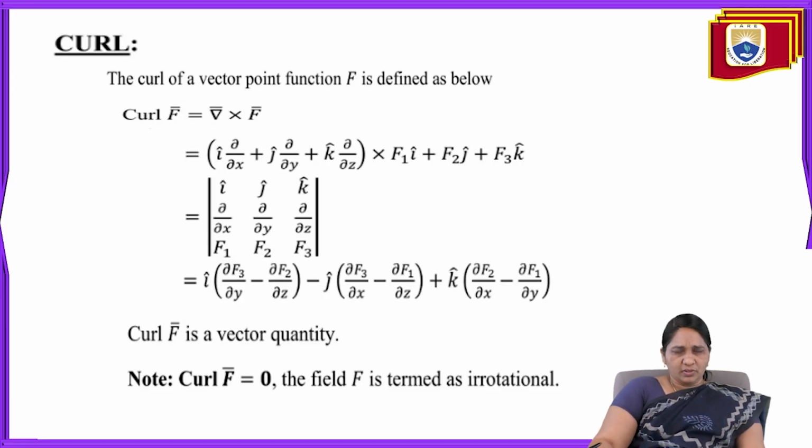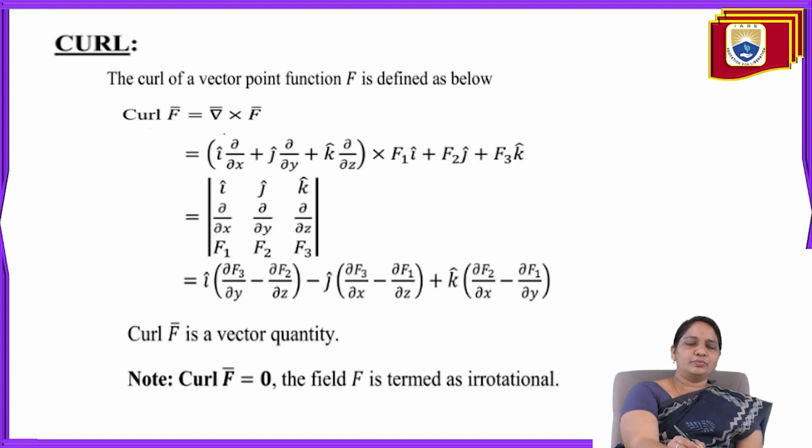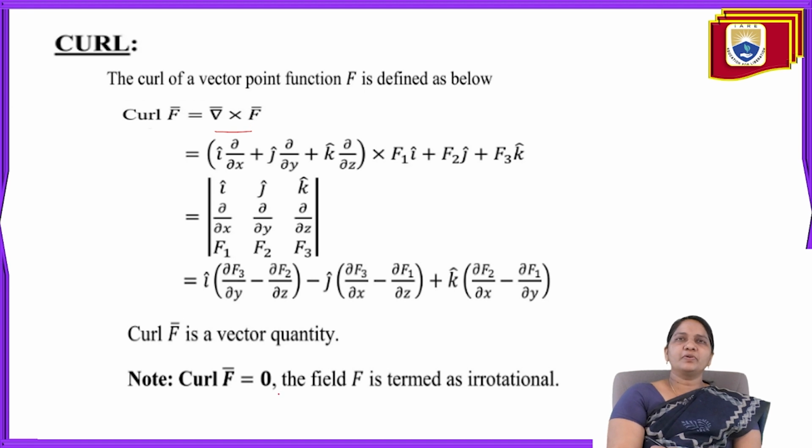Now I am going to give the definition and formula again to get better clarity when you are moving to the problem. So the curl of a vector point function f is defined as below. We can observe here the formula or definition for the curl f. Curl f is equal to del cross f. Divergence is del dot f. So here curl is del cross f.